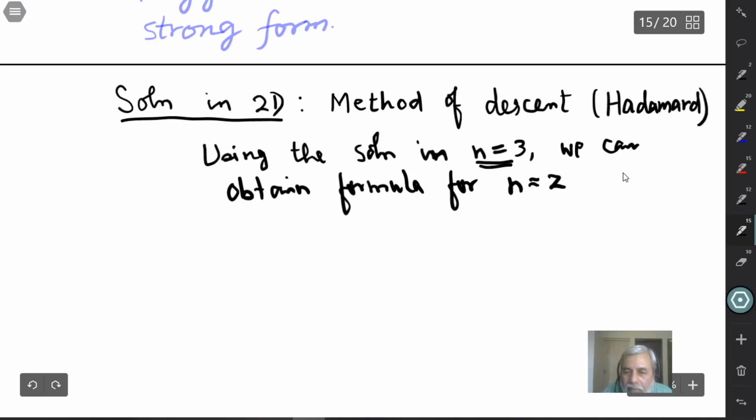So for higher dimensions we can descend to a lower dimension. Unfortunately we cannot do this the other way; there is no method of ascent. From n equal to 1 we cannot build, though we did use the case of n equal to 1 to derive the solution for n equal to 3, but after much work. But here you see that there is absolutely no work. You just use the formula for n equal to 3 and take some special initial data to derive the formula for n equal to 2. That is what we will discuss in our next class. Thank you.